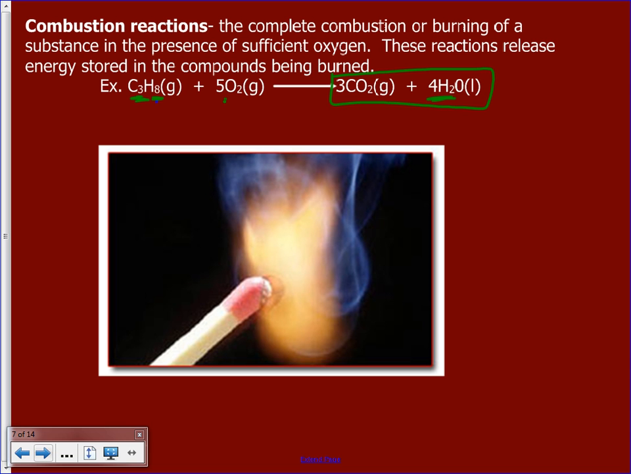So this combustion reaction here is the combustion reaction that occurs in a propane-powered barbecue. C3H8 is propane. If you have a lighter that runs on butane, that's C4H10. So stuff like that, they're fairly common things. So the big thing here to remember, you're going to have a hydrocarbon and oxygen on the reactant side, and you're always going to have carbon dioxide and water on the product side.